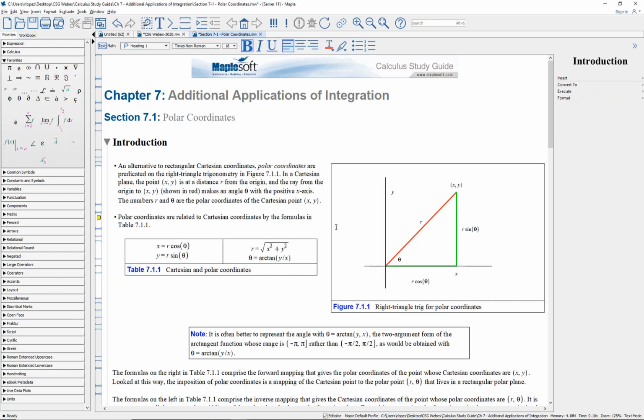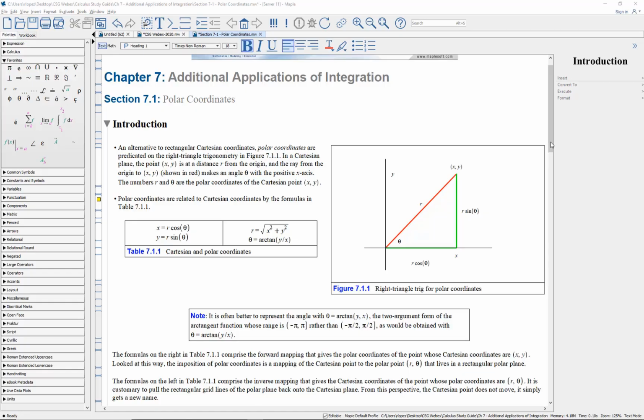So a discussion of polar coordinates, the transformation equations from the polar plane to the xy plane, from the xy plane to the polar plane. And here's the note that Maple has a 2-argument arctan function that puts the angle in one of the 4 quadrants rather than just into one of 2 quadrants.